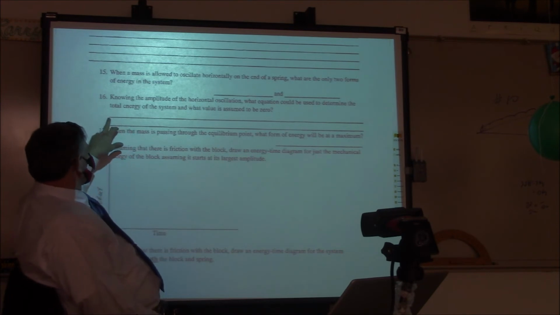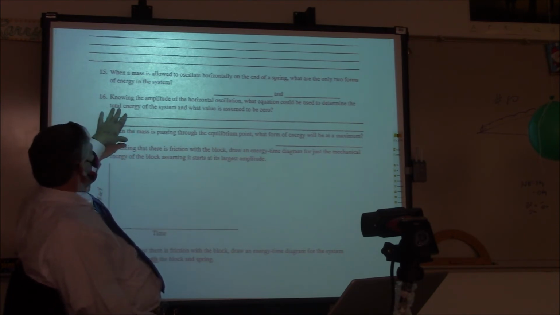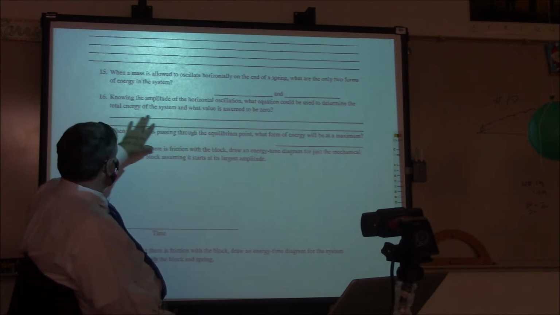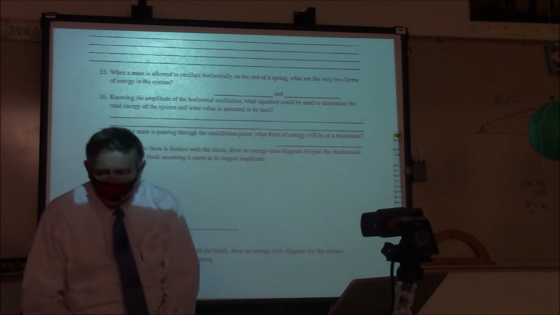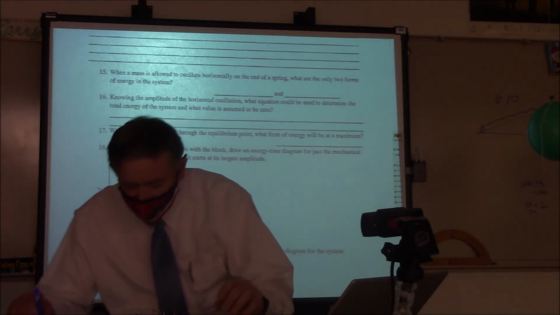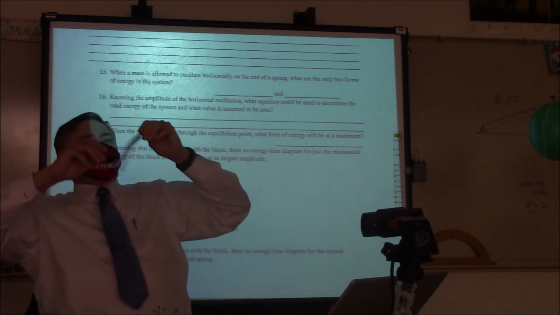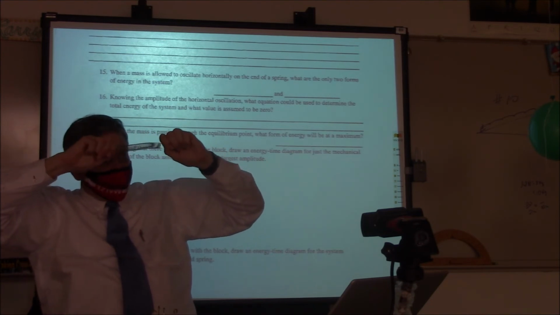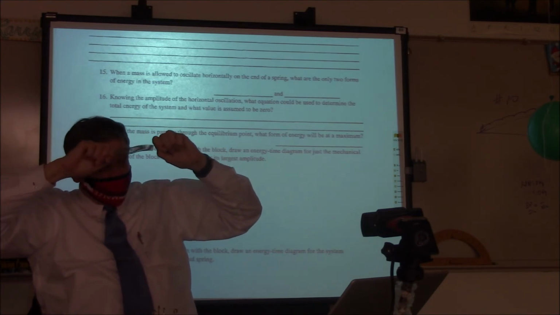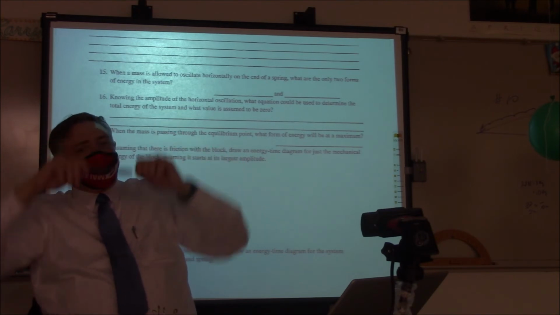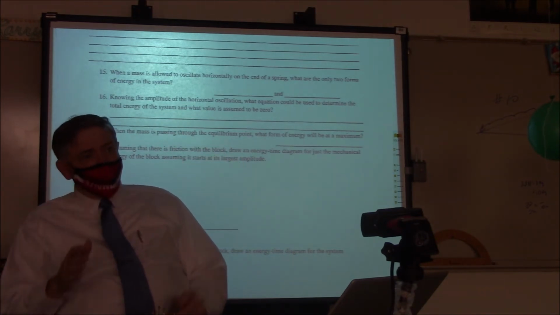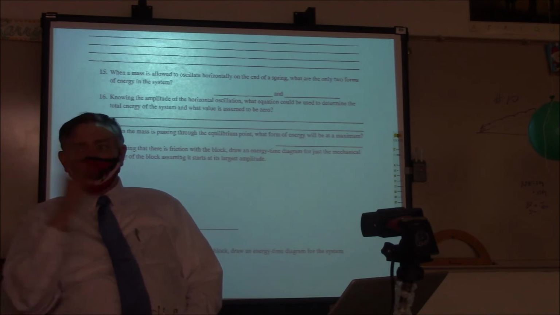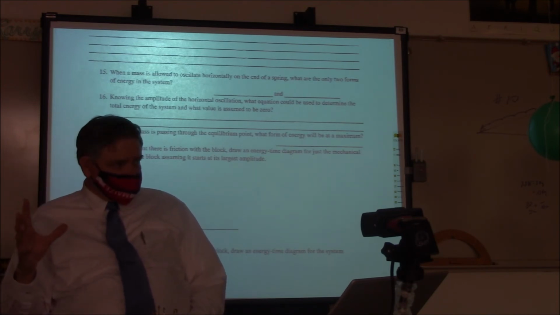So, then you get this, knowing the amplitude of the horizontal oscillation, what equation could be used to determine the total energy of the system and what value is assumed to be 0? So here's what I'm looking for on this one. Imagine this spring, we're watching this in slow motion and it's going back and forth like this. So if we can figure out at one point what all the energy is, then we know that has to be the total energy of the system.